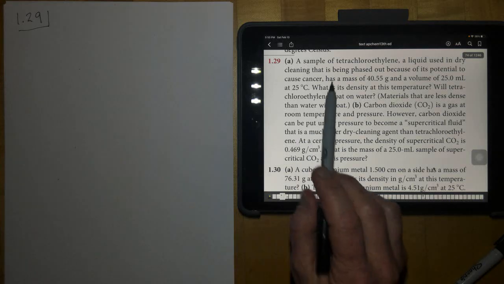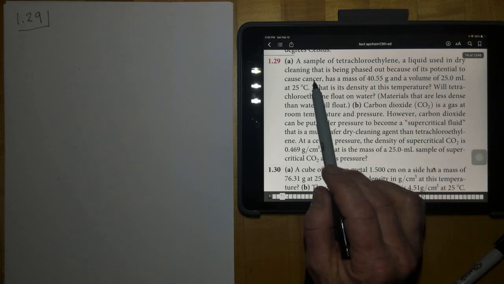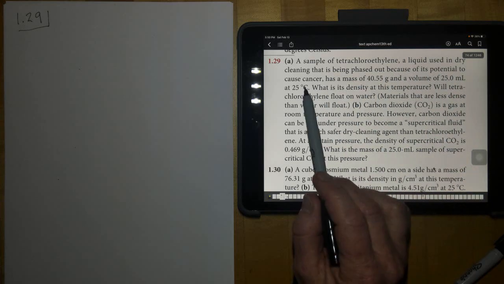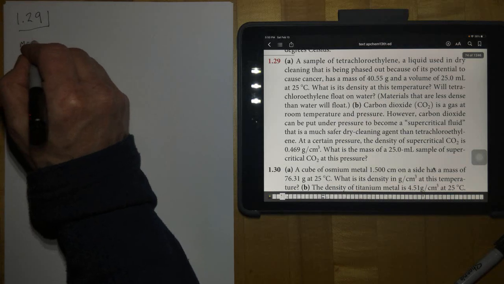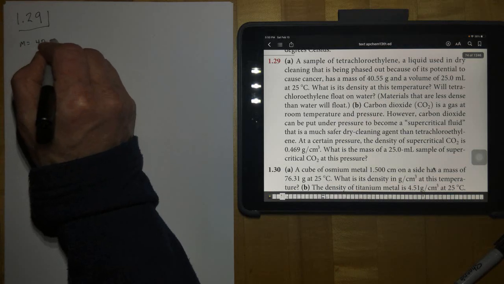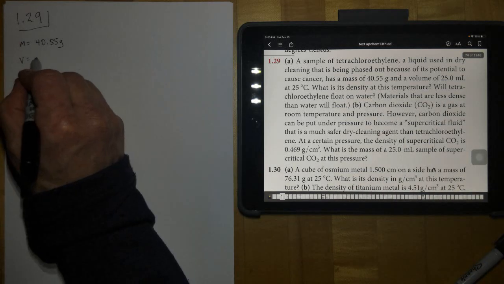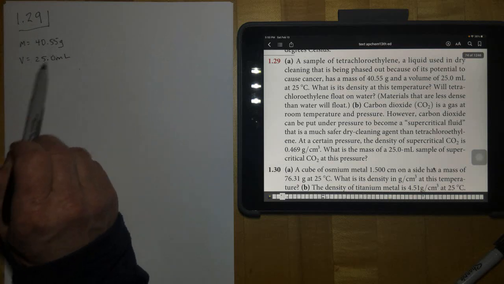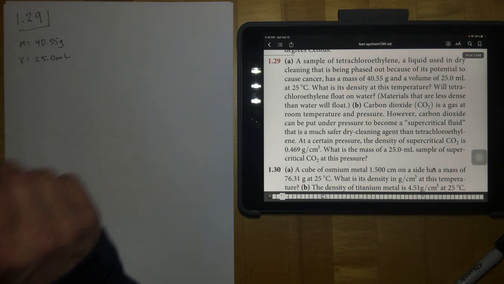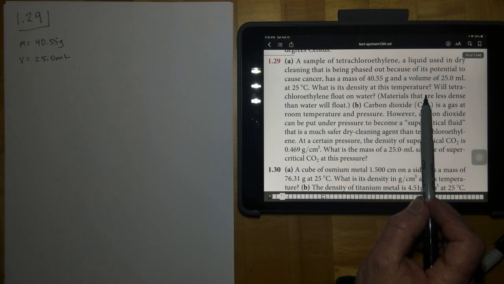This is 1.29. A sample of tetrachloroethylene, a liquid used in dry cleaning that is being phased out because of its potential to cause cancer, has a mass of 40.55 grams and a volume of 25 milliliters. So volume equals 25.0 milliliters. Notice my limiting number of sig figs is my milliliters because there's only 3 sig figs in that number. At 25 degrees Celsius, what is the density at this temperature?